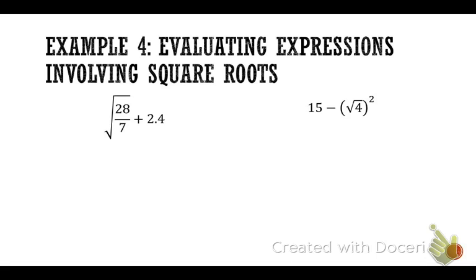Okay, so just like we talked about on the last slide, these are not perfect squares, 28 and 7, but I can go ahead and just reduce that fraction. What is 28 divided by 7? 4. So I've got the square root of 4 plus 2.4. And what is the square root of 4? 2 plus 2.4, which is 4.4.